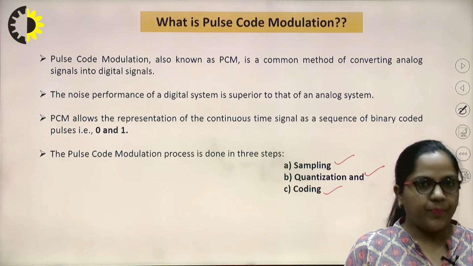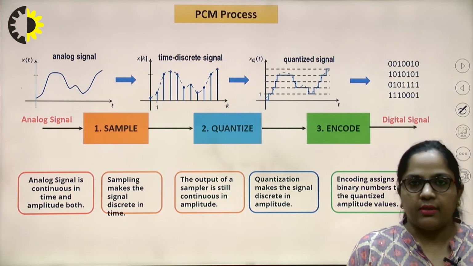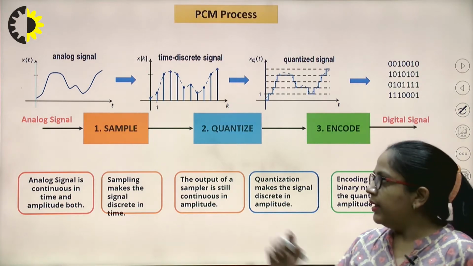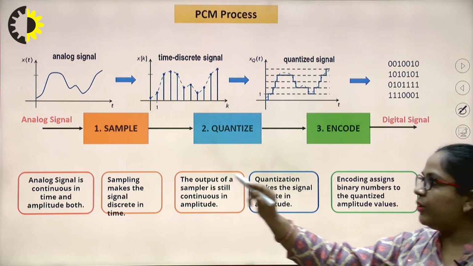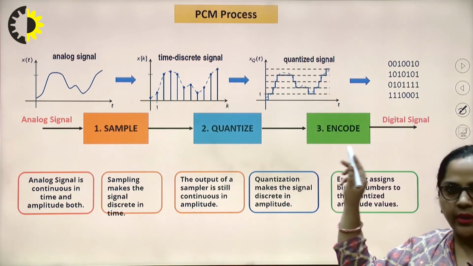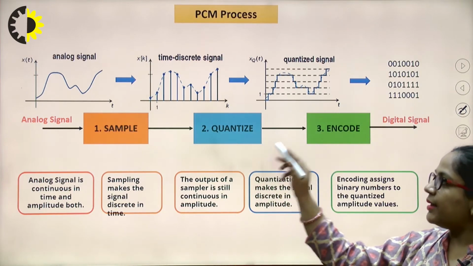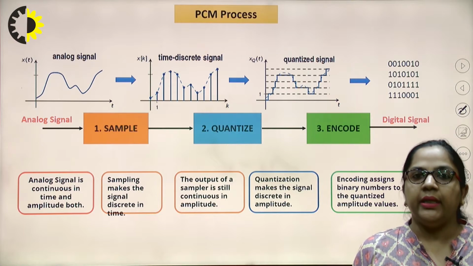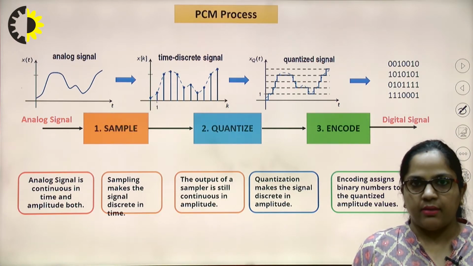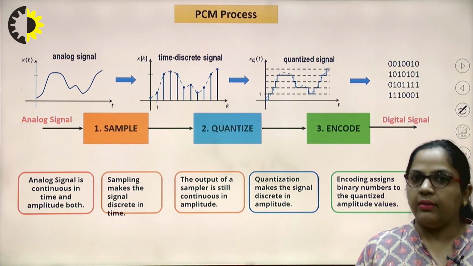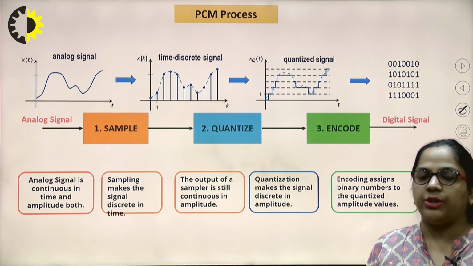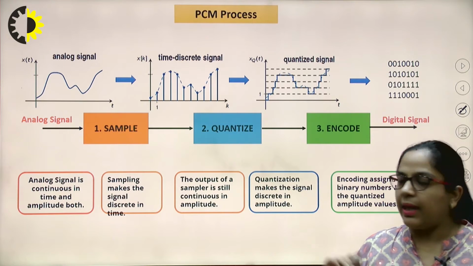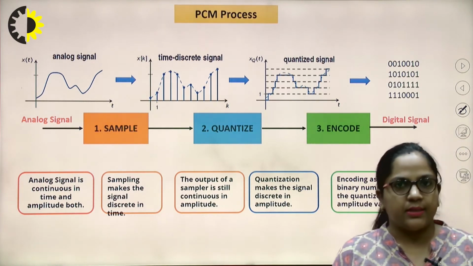So let us check how we can convert an analog signal into a digital signal with the help of a pulse code modulation system. This entire setup that includes sampling, quantization and coding, this complete process is called pulse code modulation. In pulse code modulation, we don't use any high frequency carrier signal to carry the information. Rather, PCM is a kind of digital modulation technique where the input signal is a continuous time analog signal and the output is in the form of a digital signal.